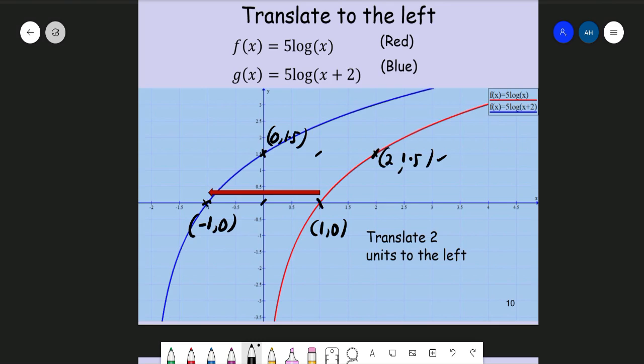All right, so if we do it for every point, we can join all the points together, and we are going to have the blue curve, the blue graph here, after we move all the points on the red curve 2 steps to the left. Okay, why do we move to the left? Because in the bracket we have x plus 2.